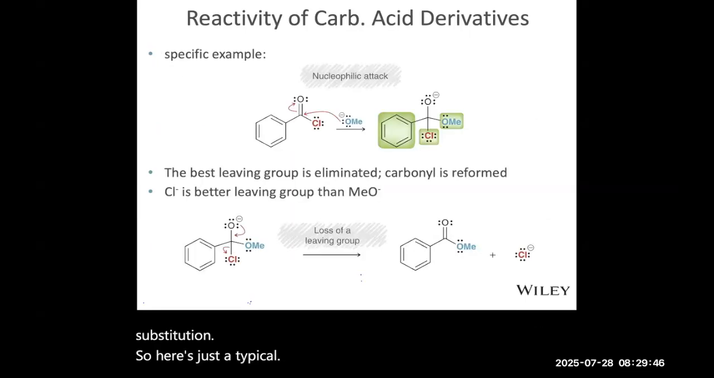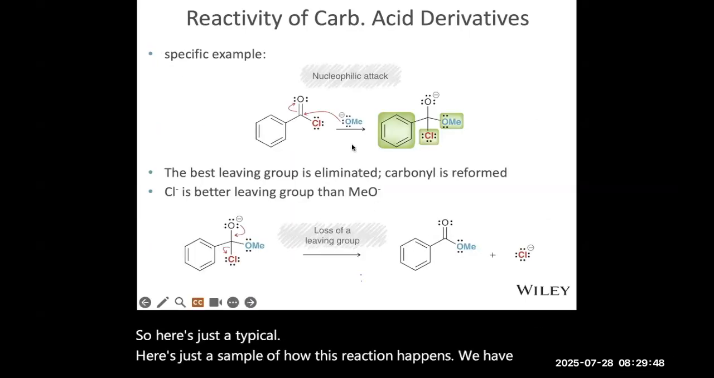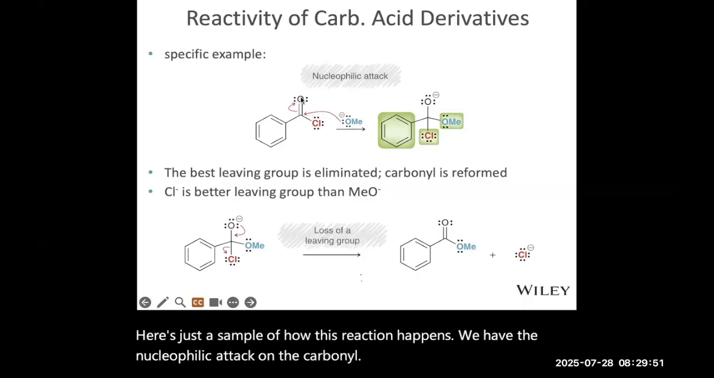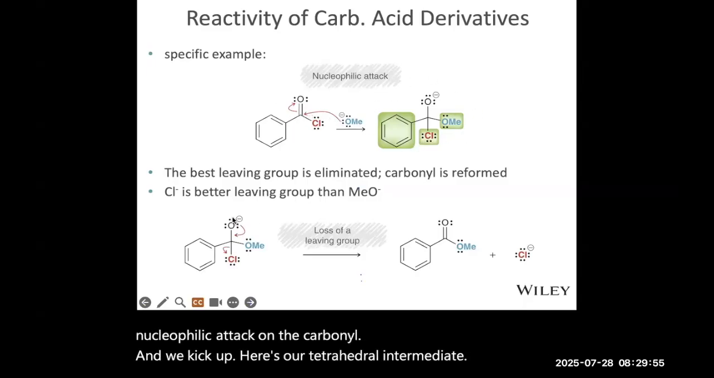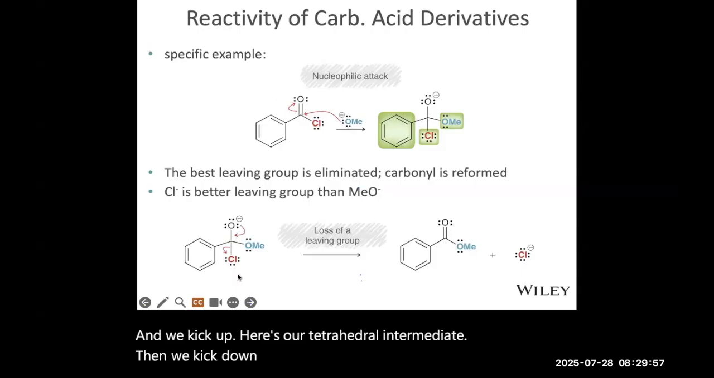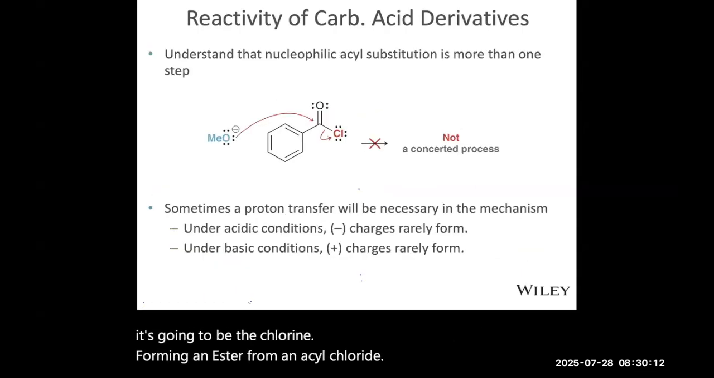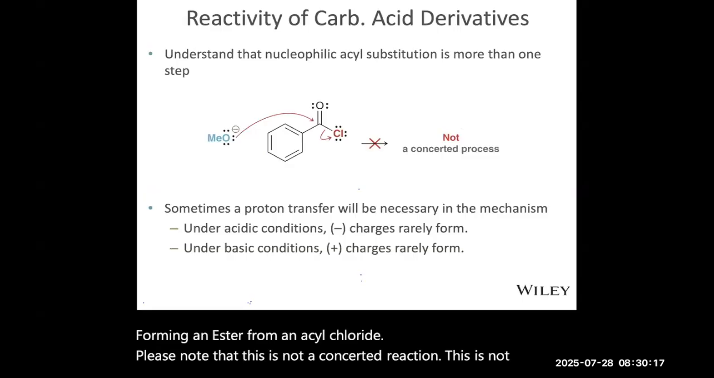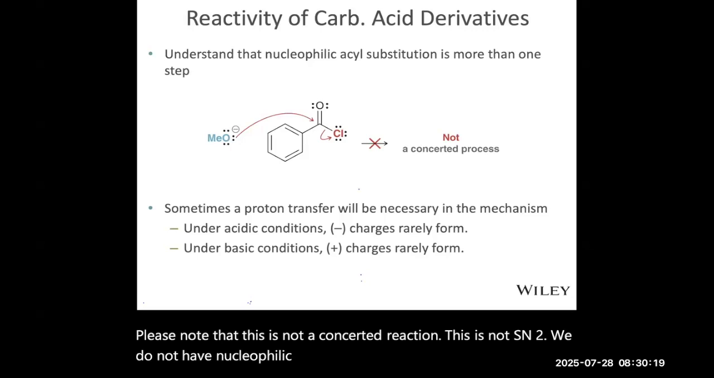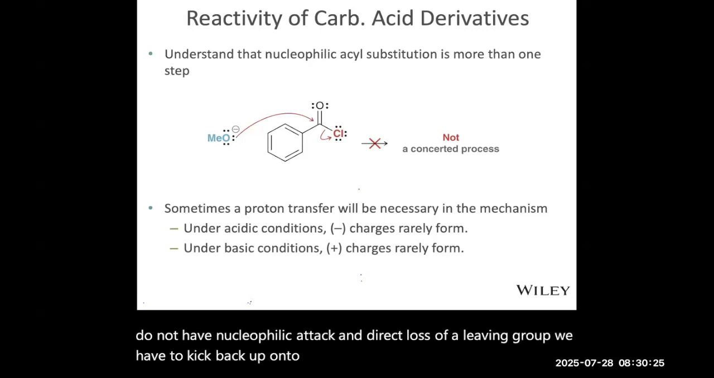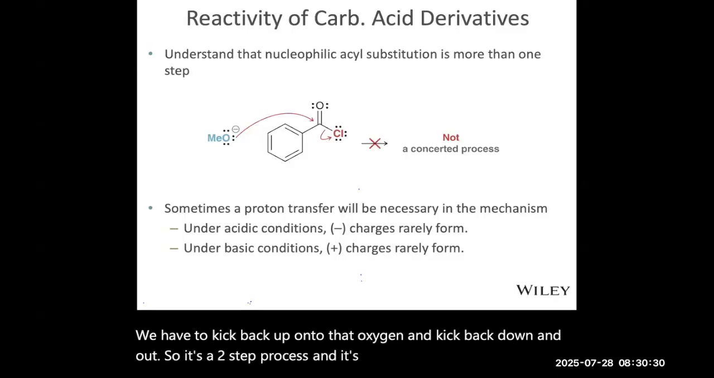Here's just a sample of how this reaction happens. We have the nucleophilic attack on the carbonyl and we kick up. Here's our tetrahedral intermediate. Then we kick down and kick out the weakest base. And in this case, it's going to be the chlorine. Please note that this is not a concerted reaction. This is not SN2. We do not have nucleophilic attack and direct loss of a leaving group. We have to kick back up onto that oxygen and kick back down and out. So it's a two-step process and it's called acyl substitution instead of just substitution.